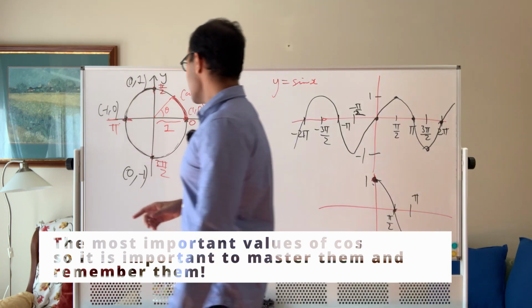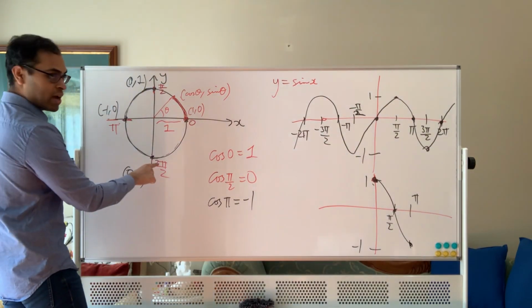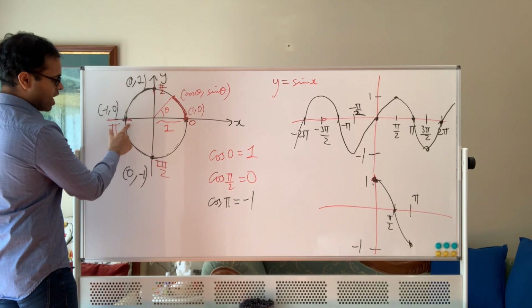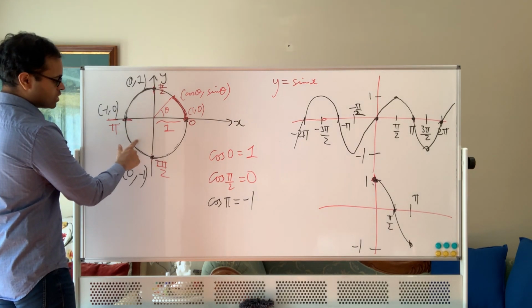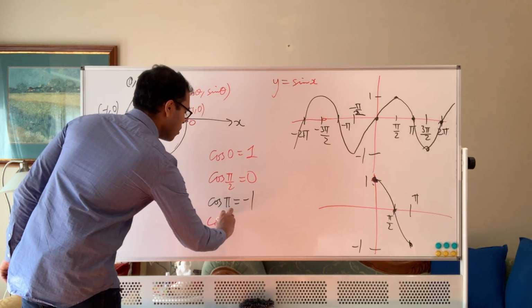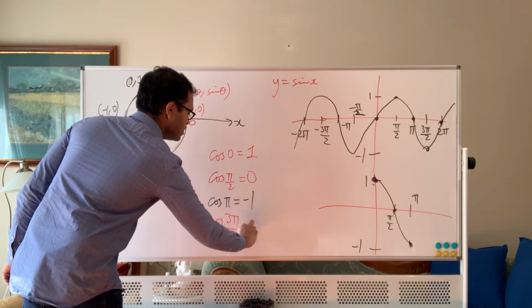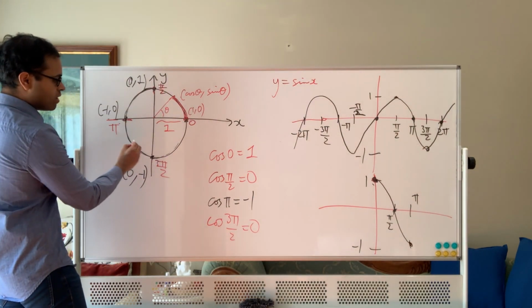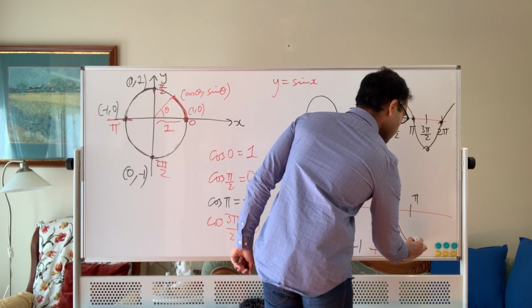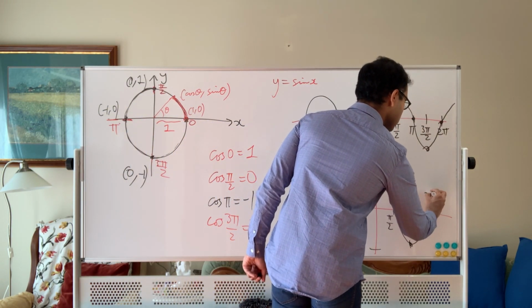What's going to happen to your x coordinate as you go from pi to 3 pi over 2? Well, it's still negative, right? It's still negative because it's to the left of the y-axis, but your cosine theta is going to hit 0 at 3 pi over 2. So we can write that down. Cosine of 3 pi over 2 is going to equal 0, but it's steadily going to go from negative 1 to 0. So we can draw a graph here. It's going to go from negative 1 to 0 at 3 pi over 2.